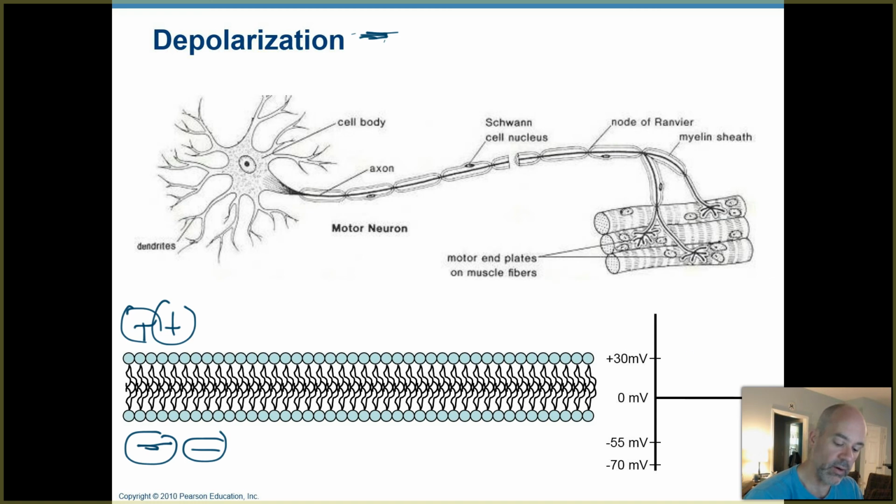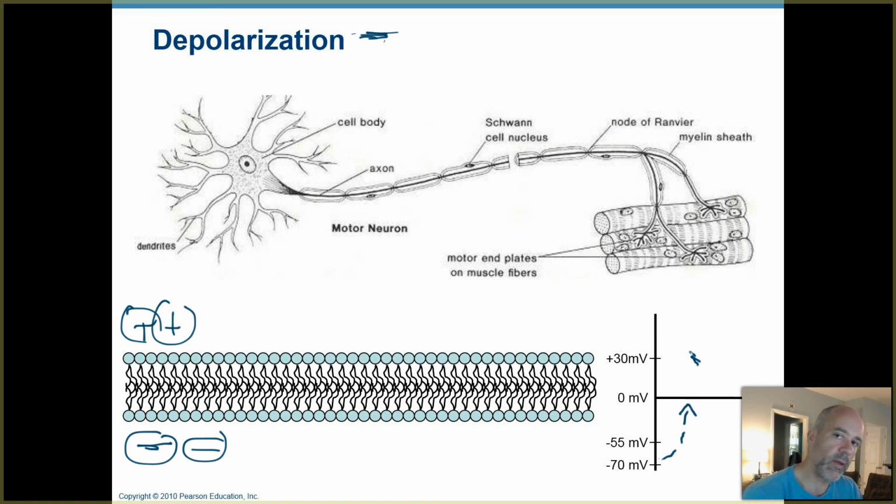Depolarization is what we were just talking about, where you start to lose that charge difference. That's called depolarization. So instead of the charge difference being around -70, it starts to go up. And that happens locally. I'm going to change my color over here for a second, maybe over to red.